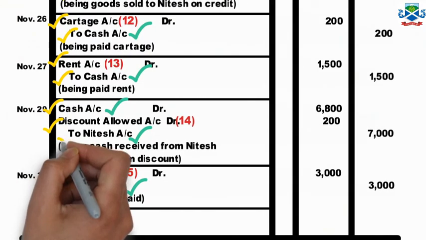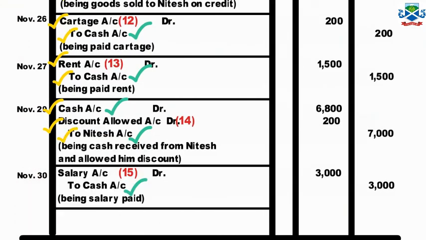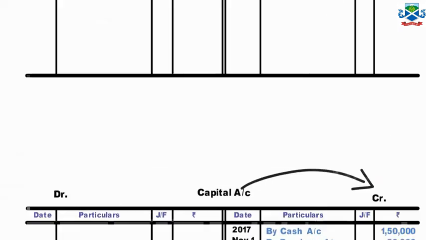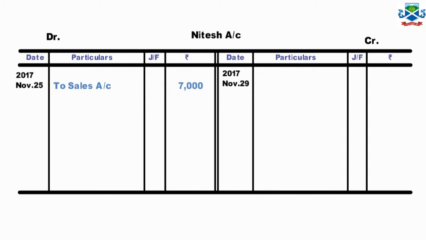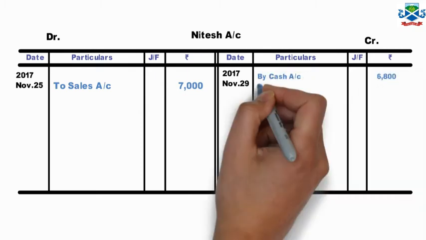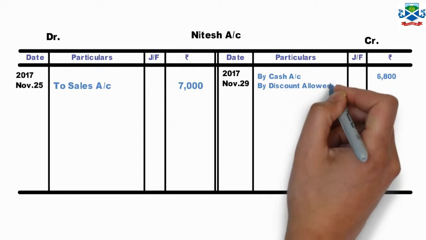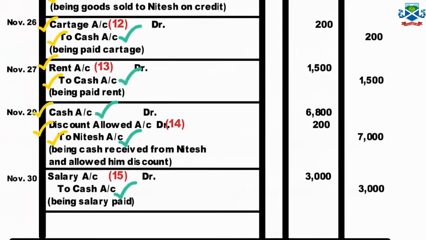Now Nitesh is credited by cash and discount allowed. So Nitesh account is credited by cash 6,800 and by discount allowed 200. So that's the compound entry posting.